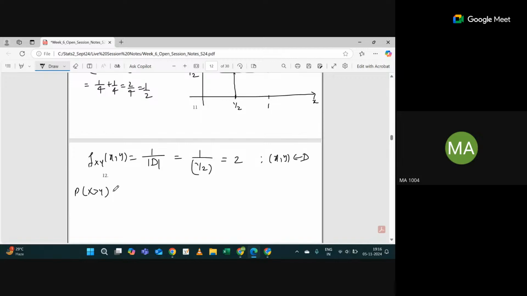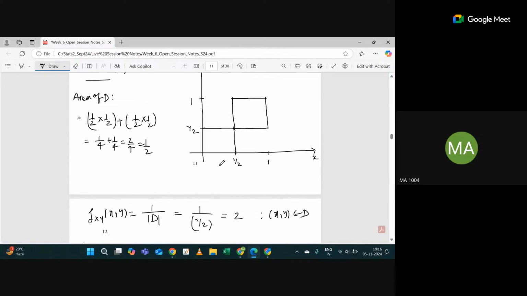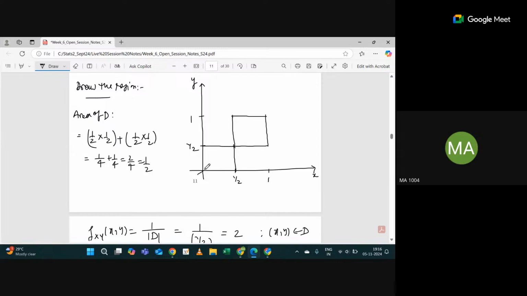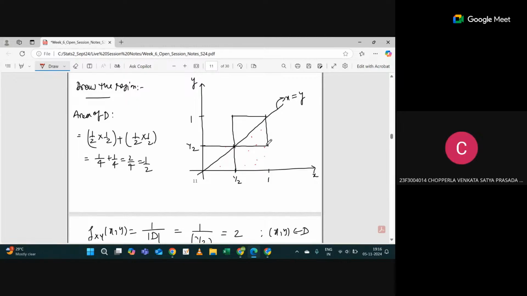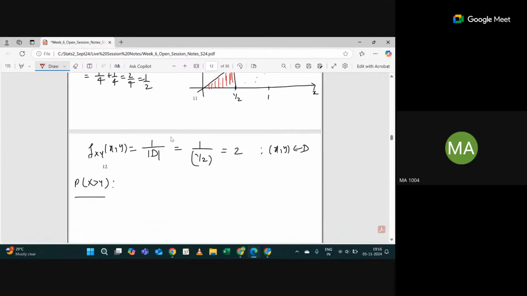Okay, so let's try to find out. So x is greater than y means what I will do, I will first draw the x equal to y line. And x greater than y means I'm interested in the part below the line, the bottom part, right? So the area of interest will be this triangle plus the area of this triangle, right? So first thing, tell me area of A divided by area of D.